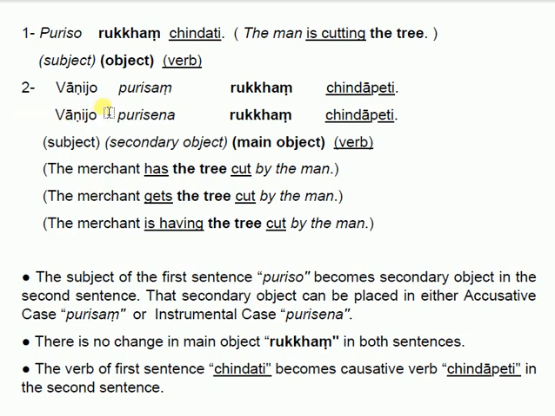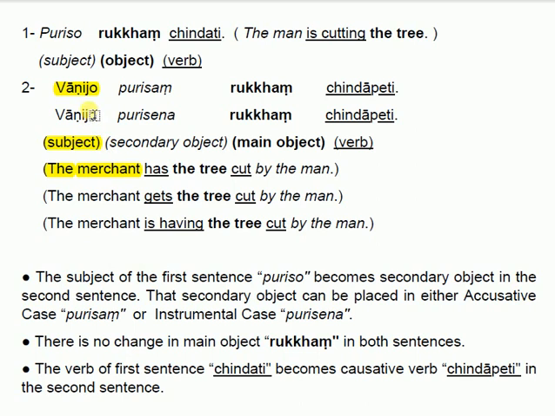Vanijo purisena rukkang chindapeti. Here, Vanijo is the merchant, the subject. The merchant has the tree cut by the man, or the merchant gets the tree cut by the man, or the merchant is having the tree cut by the man.